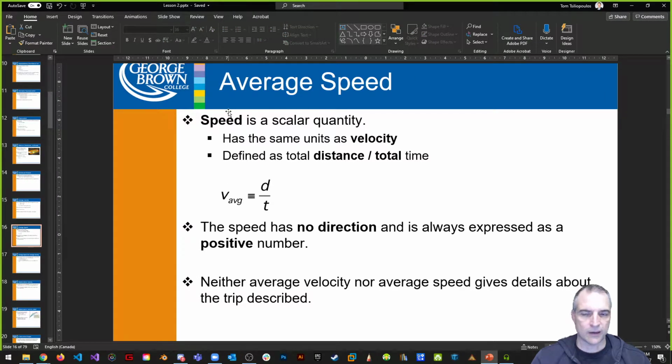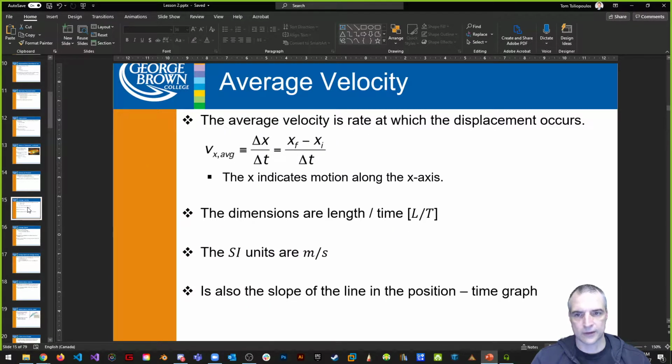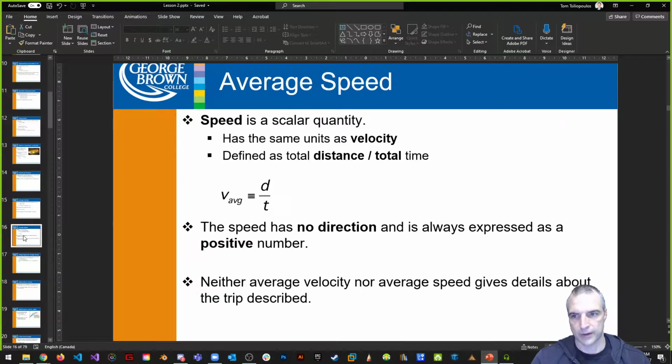So speed is a scalar quantity, whereas velocity is a vector quantity. All right. So speed is a scalar because it has the same units as velocity, but we don't care about displacement. We care about distance. So the total distance over time. Okay. And that's the speed of an object.